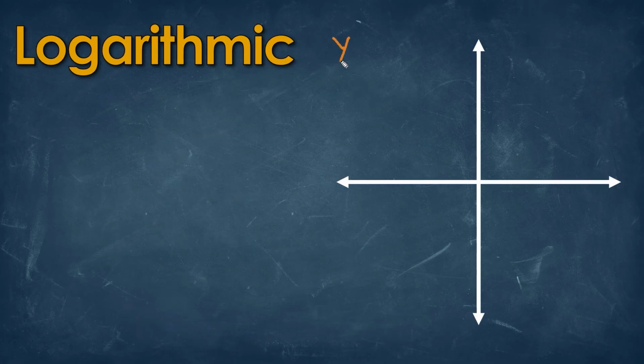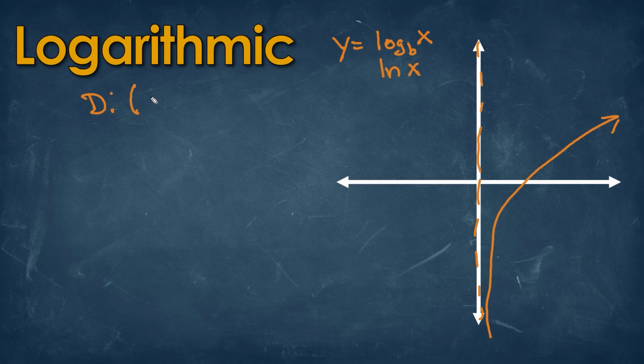Whenever we're looking at logarithms, we can see this as log of some sort of base, usually denoted as b, of x. We could also see this as natural log of x. This graph will look something like this, where we have an asymptote at x is equal to 0. So our domain for this function is going to be from 0. It does not actually include 0. And our range is going to be from negative infinity to positive infinity.